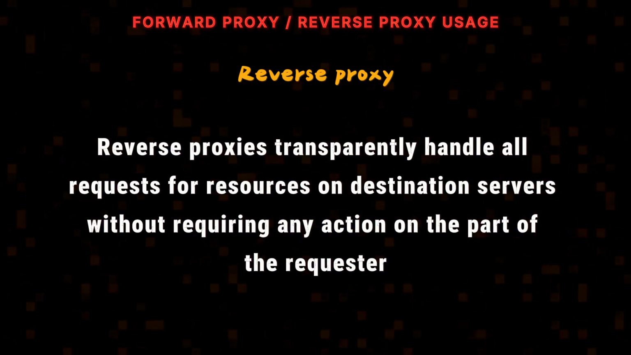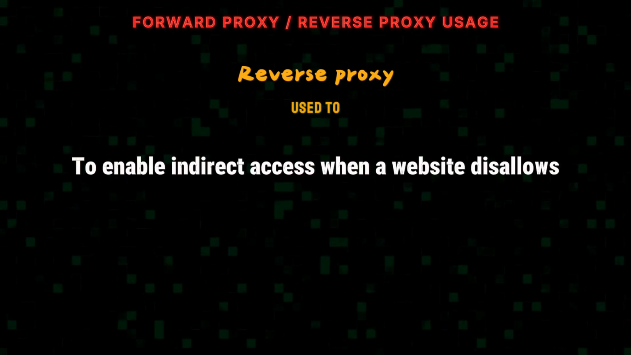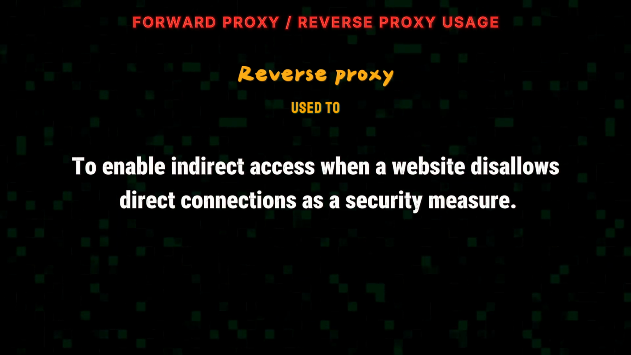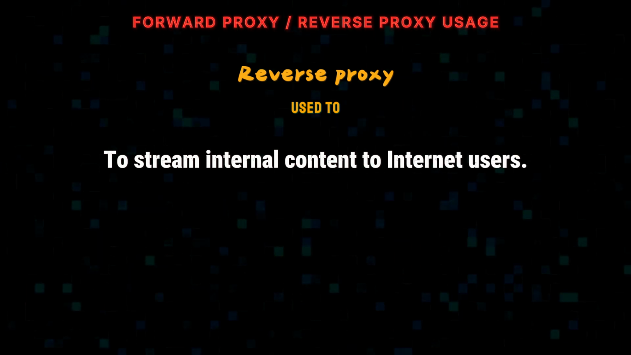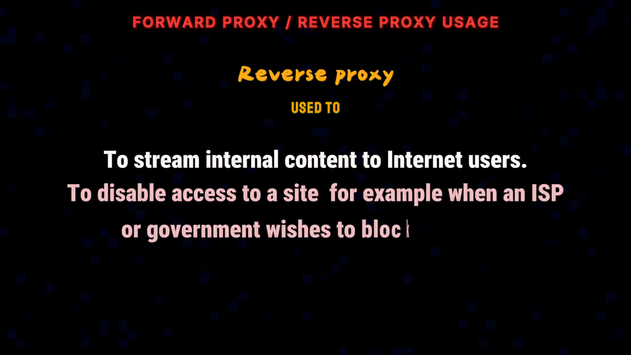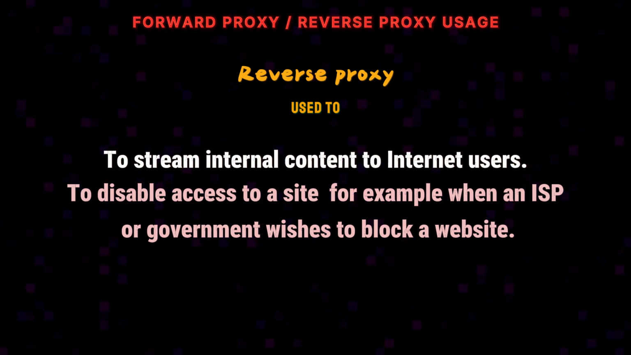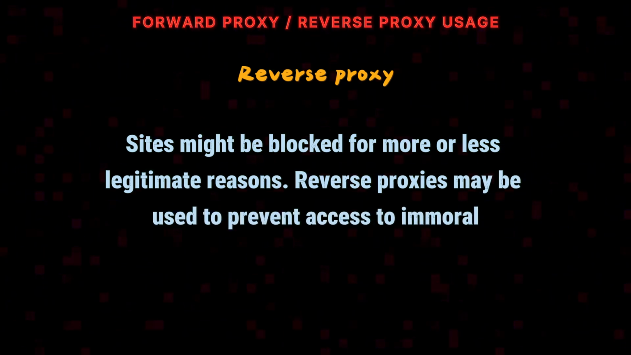Reverse proxies are used to enable indirect access when a website disallows direct connections as a security measure, to stream internal content to Internet users, to disable access to a site, for example when an ISP or government wishes to block a website. Sites might be blocked for more or less legitimate reasons.